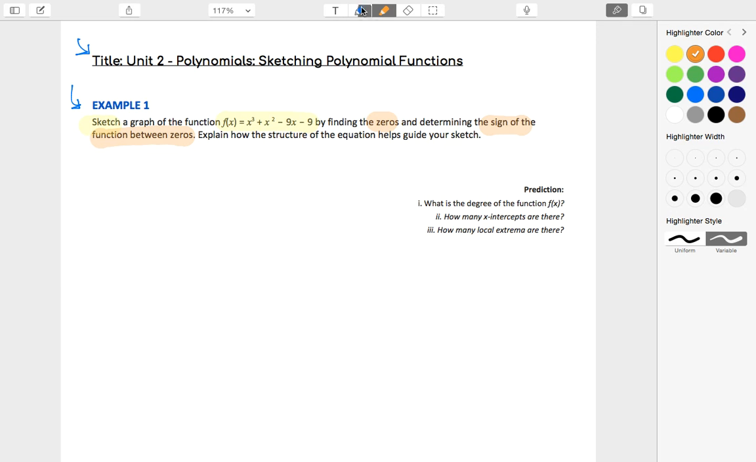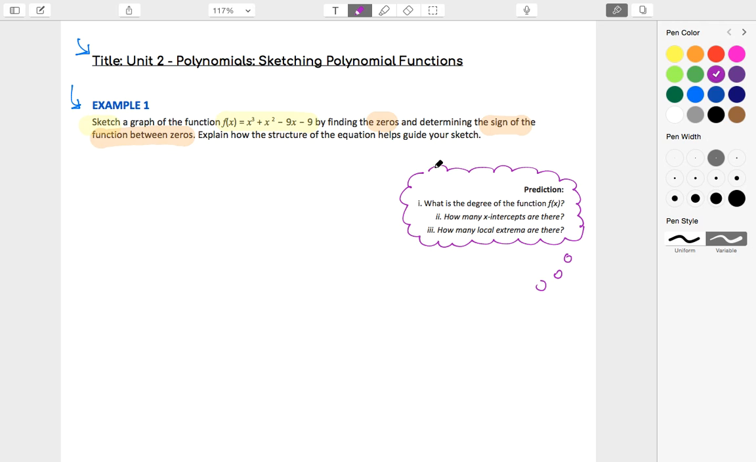Great. Couple of things before we even get started that we want to start thinking about. In this piece, you won't always have this. I won't always give this to you. But as we are learning a couple new concepts, these are a couple of questions that you want to start asking yourself when sketching a polynomial graph. Some predictions, basically, are the things that you want to start thinking in your head. What is the degree of the function f of x? How many x-intercepts are there? How many local extrema are there?